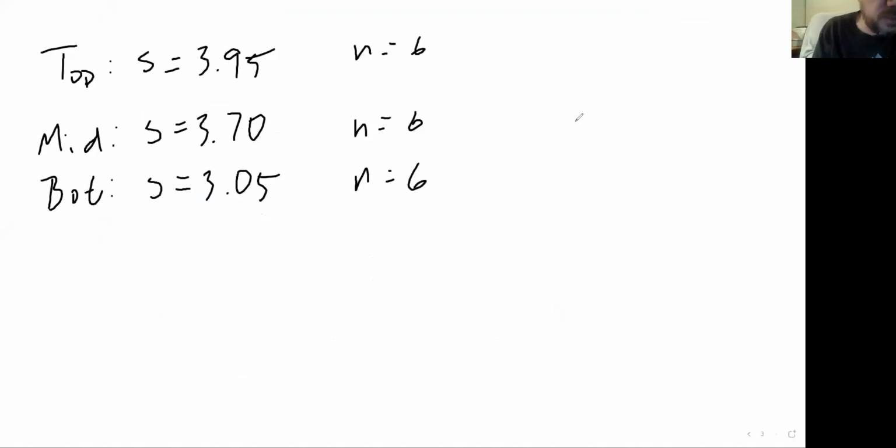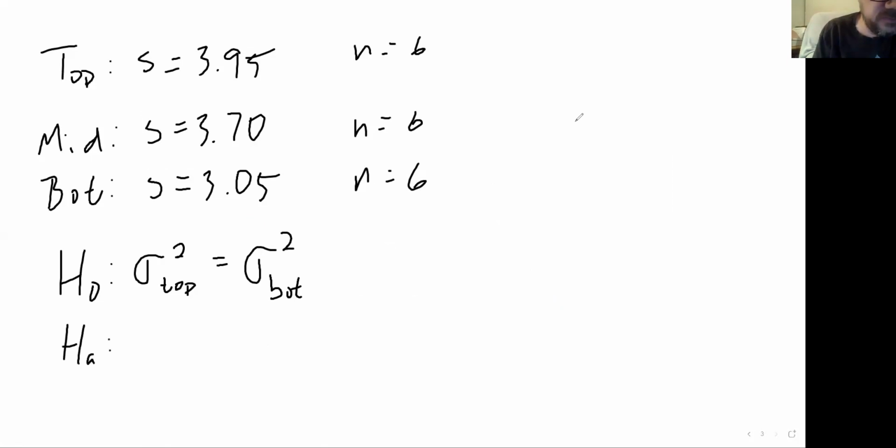So my null hypothesis here for this test is that sigma sub top squared equals sigma sub bottom squared. And my alternative hypothesis was that they were not equal. Sigma sub top does not equal sigma sub bottom. We did that test, right? That's the test I literally just did.